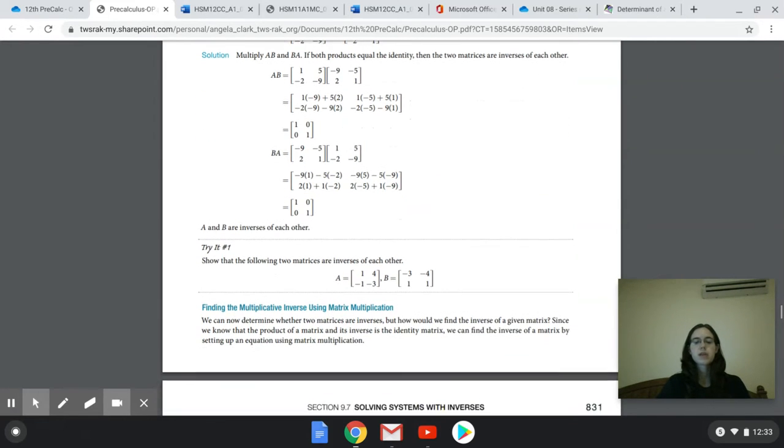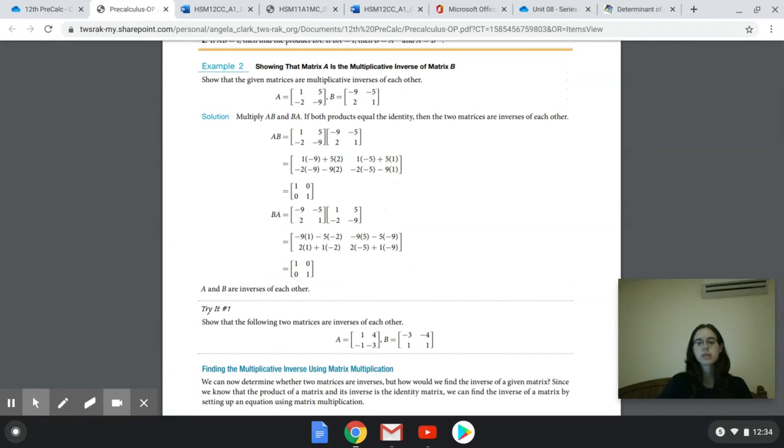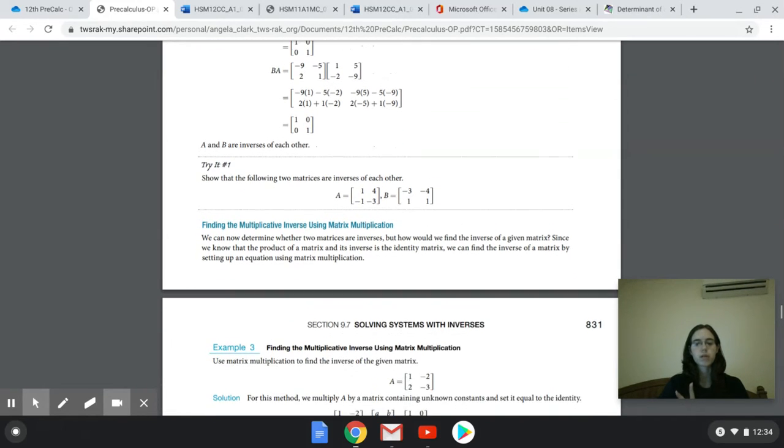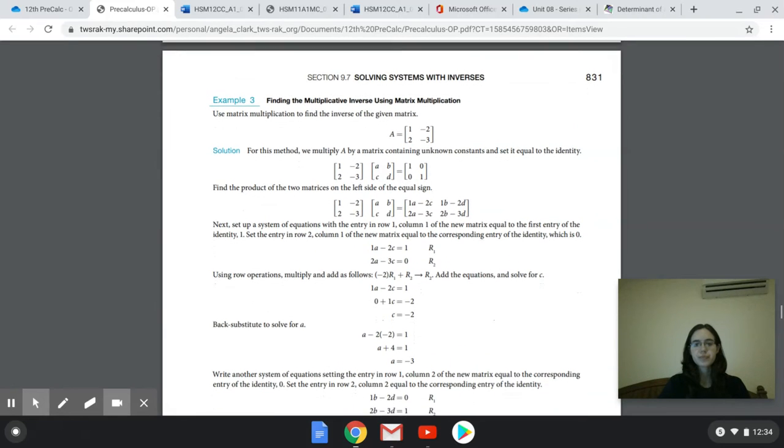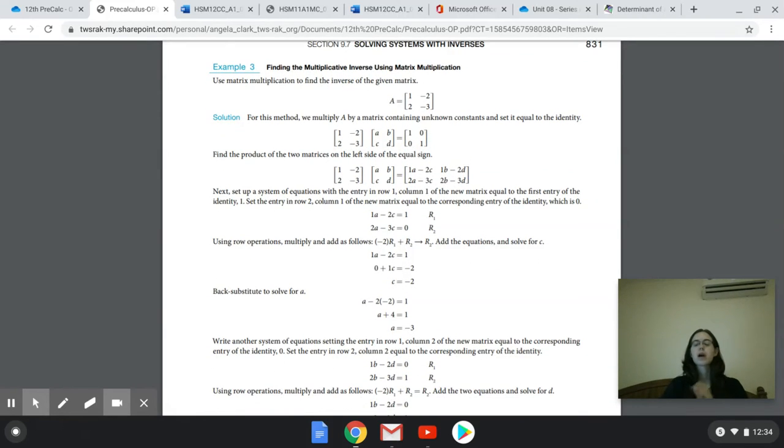Okay, so that's how we show if two things are inverses. If I multiply them together and I end up with the identity, then they're inverses, and I can do it in either order. All right. So the more complicated thing would be, how do I find the inverse? So I know what the identity is, but how do I find an inverse? There are multiple ways to do it.